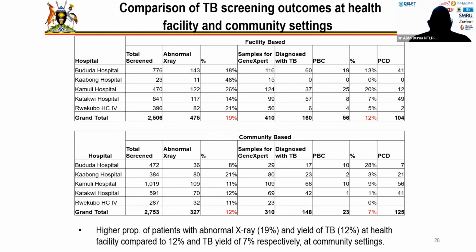So from this data, we noticed that there was a higher proportion of patients with abnormal X-ray within the facility settings, which is 19%, and the yield of 12% is higher in the facility compared to the community. But the reason specifically here is because at the health facility, we are mainly dealing with high-risk patients who have come to the hospital because they are very sick and have higher chances of having TB. So it's one of the areas that we want to make a recommendation on: the sustainable use of the equipment to get TB diagnosis.